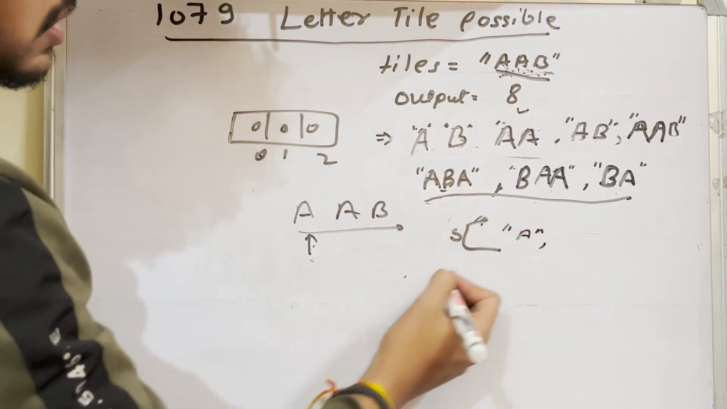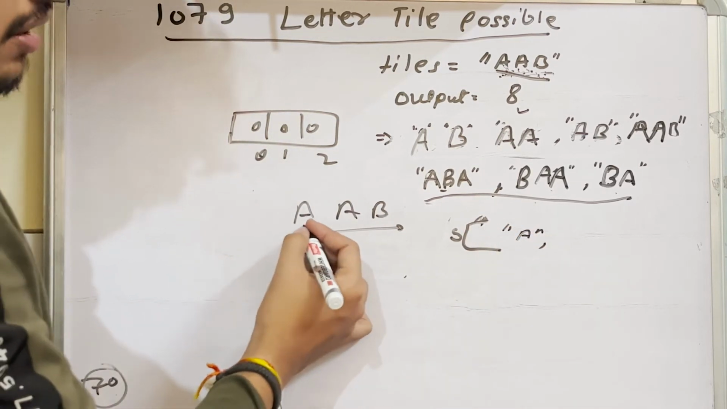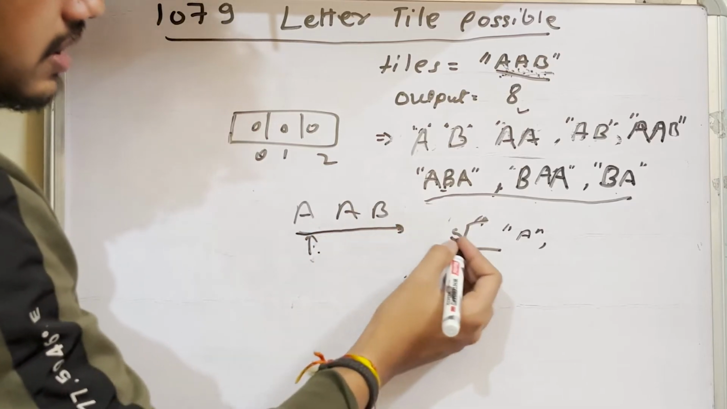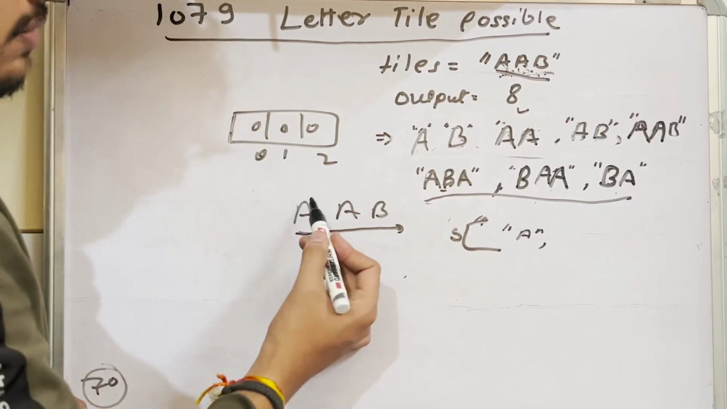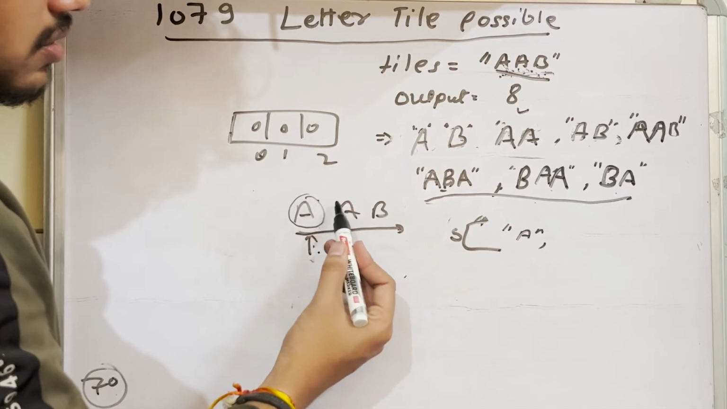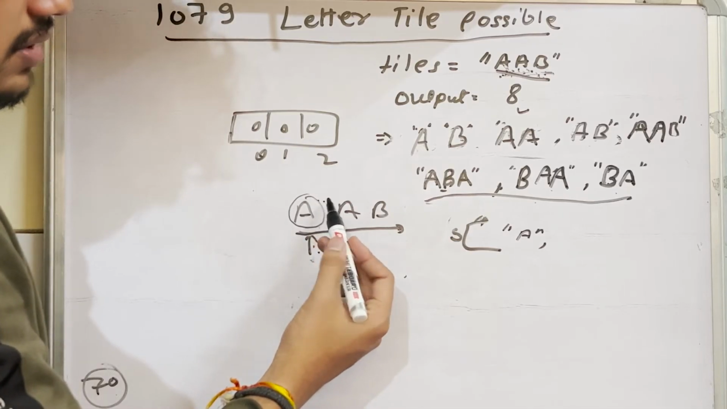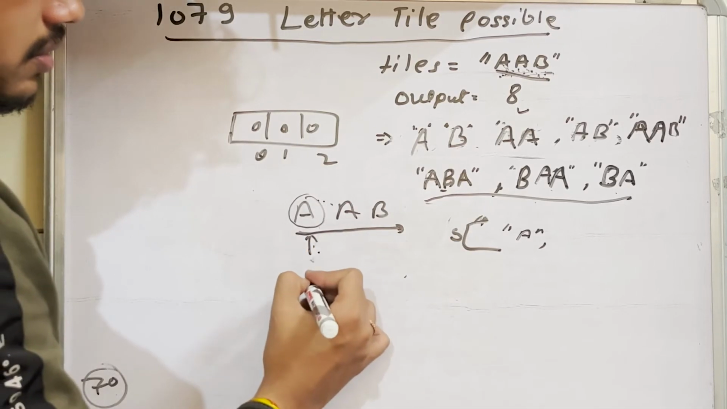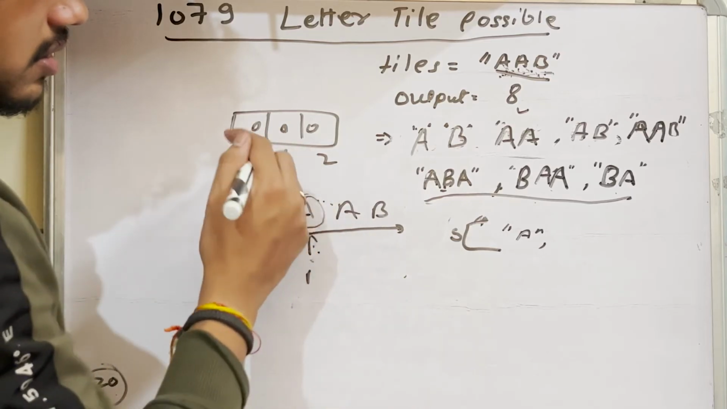Then we insert it. After inserting, we can decide whether we want to make a string with this or not. If we make a string with this, what do you want to do? You will mark this as true.